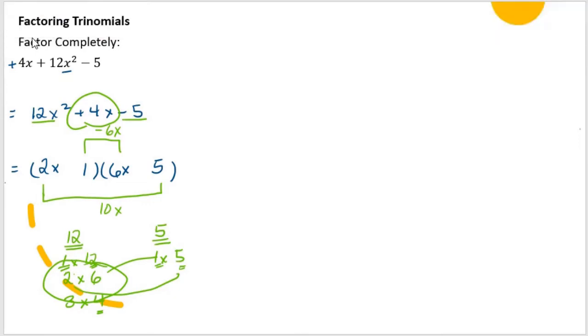I'm not quite done because I don't have the signs. I need the 10x to be positive, and I have a positive 2x, so I need a positive 5 to multiply it by. And so I already know the other one will have to be negative in order to get the negative 5, this final term. But I also see that I need a negative 6x, and I have a positive 6x, so it makes sense that the 1 is negative.